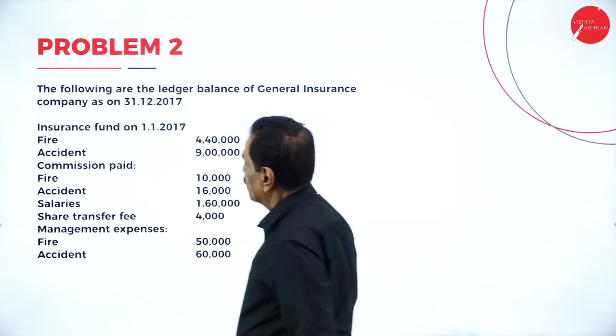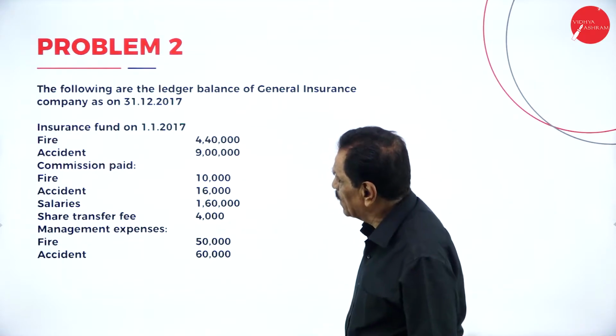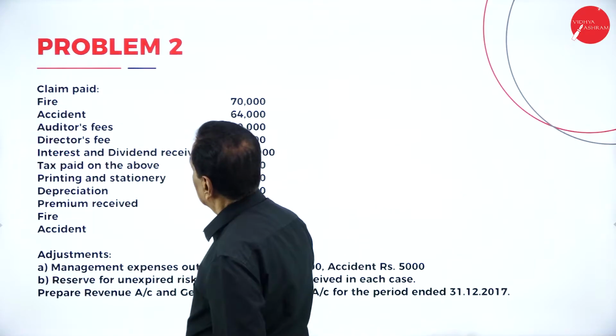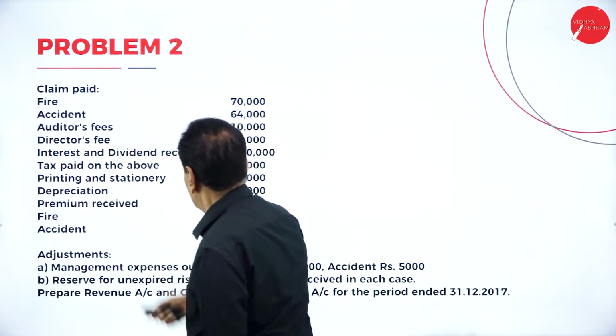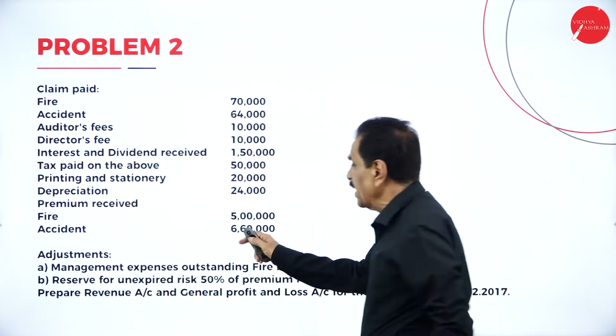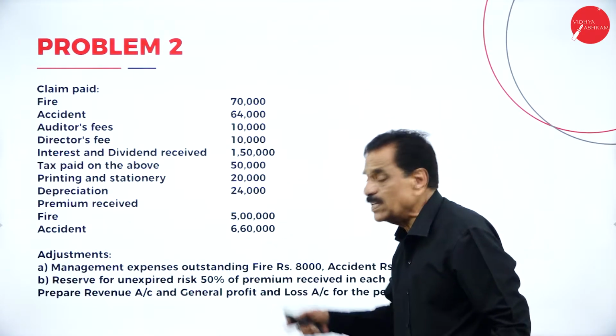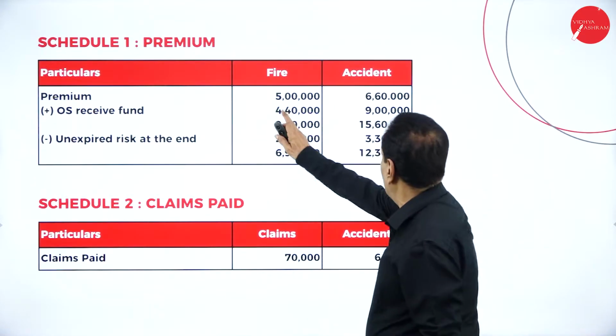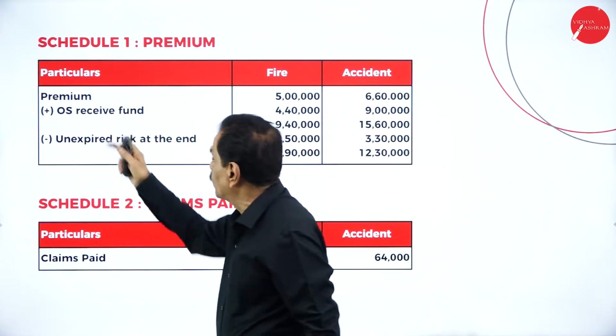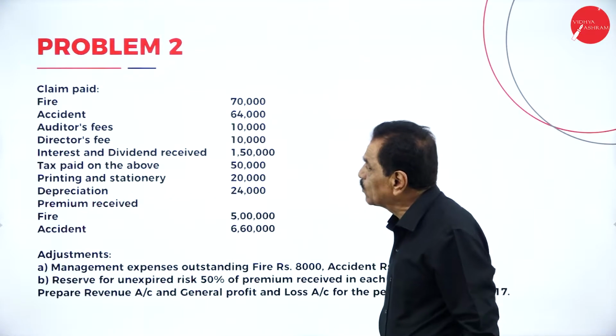Auditor fees, fire insurance, commission, salary, share transfer fees, accident claims, auditor fees. How much premium received? Fire is 5 lakh, accident is 6 lakh 60,000. Add the outstanding received fund; the fund at the beginning should be added.